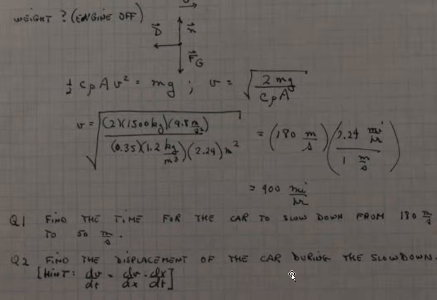All right, so a couple questions you might be interested in doing. First of all, can you find the time for the car to slow down from 180 meters per second, which is what it would be going at here, to 50 meters per second?